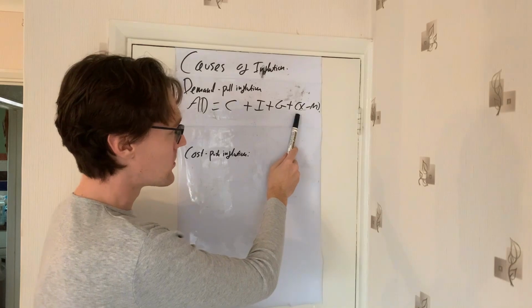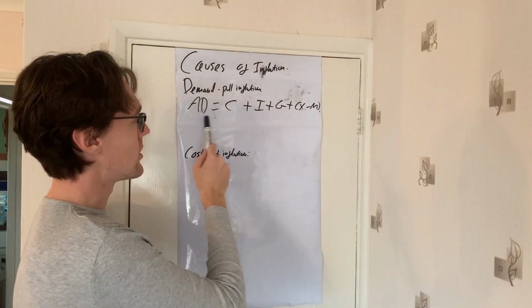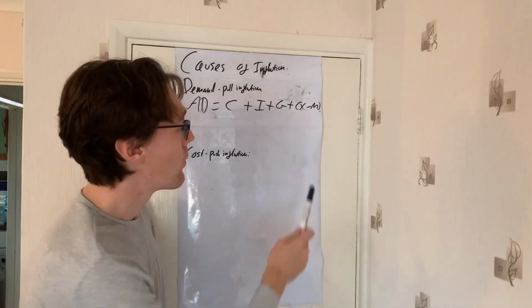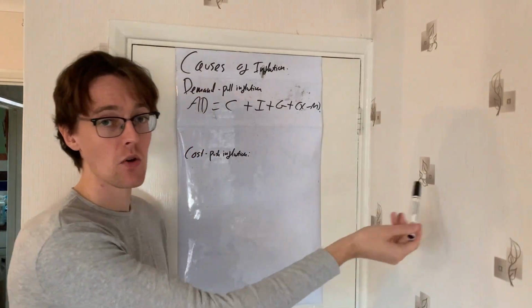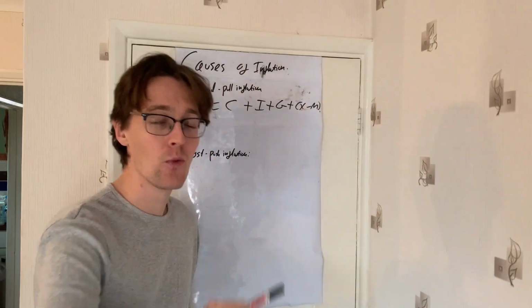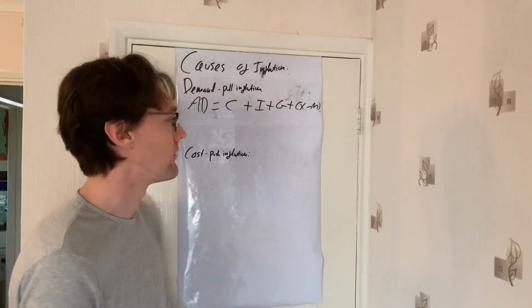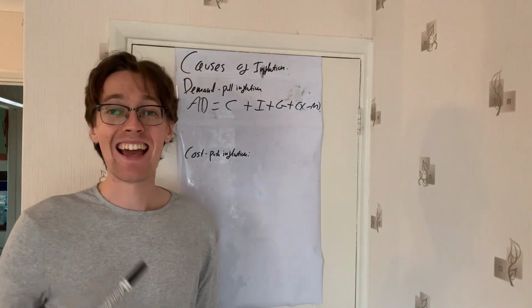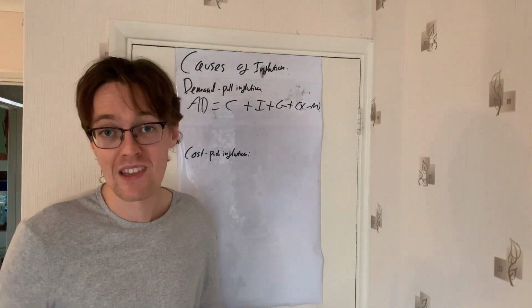If we're doing more exporting, that is an injection into the circular flow. So AD gets higher and we're likely to see demand pull inflation. Whereas if we're doing more importing, so we're importing goods and sending the money out, that is going to be a leakage from the circular flow, which means that actually AD is going to shift to the left and we're going to see less demand pull inflation or even deflation.